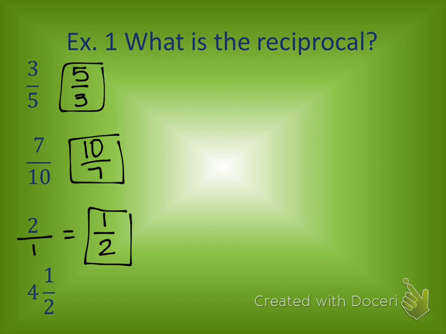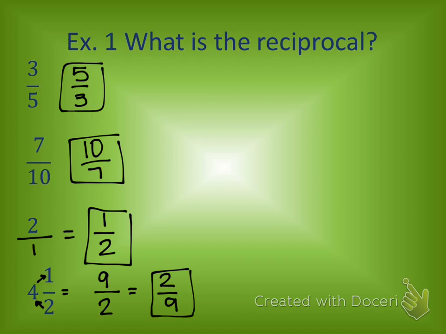4 1/2. How do I change that to a reciprocal, Megan? Exactly. It is a mixed number, so I make it an improper fraction. In order to take the reciprocal, I have to first make it an improper fraction. So I do 2 times 4, which is 8, plus 1, which is 9, and I keep my same denominator. What is 9/2's reciprocal? 2/9. Okay? So that's how we flip fractions. They wanted you to get used to it.